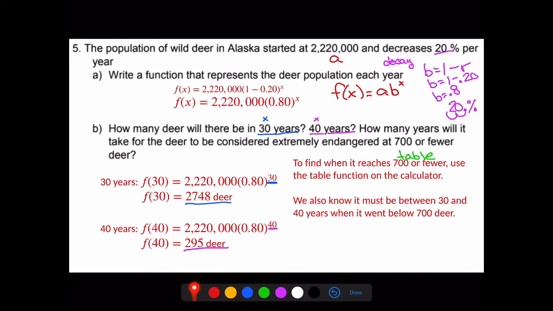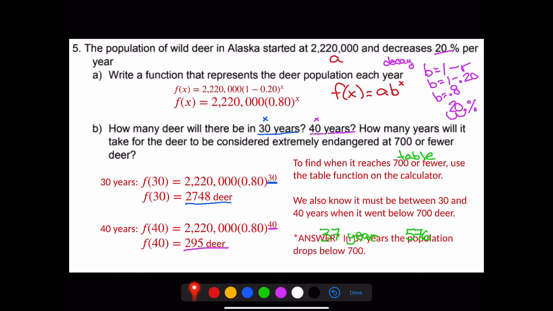At year 37, we are just below 700 deer. We're at 576 deer. There's 576 deer at the start of year 37. So that means that somewhere in year 36, we finally overtook that amount of 700 deer. So that's when they became extremely endangered.